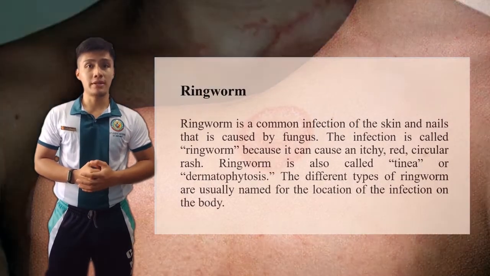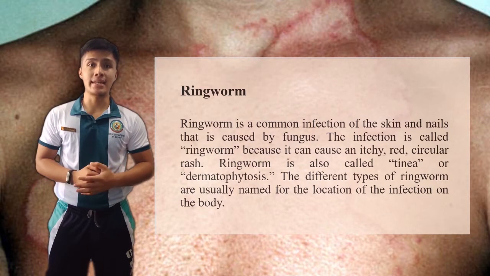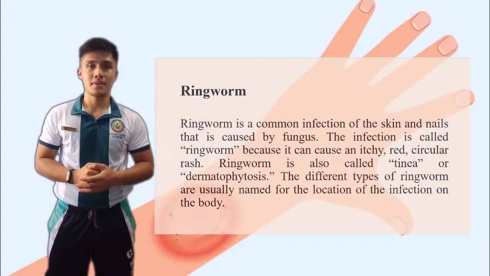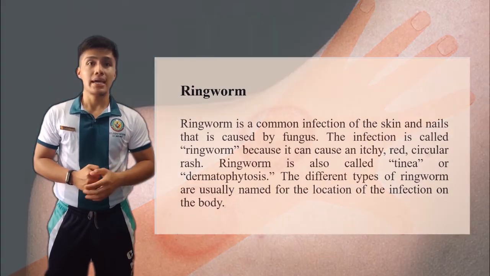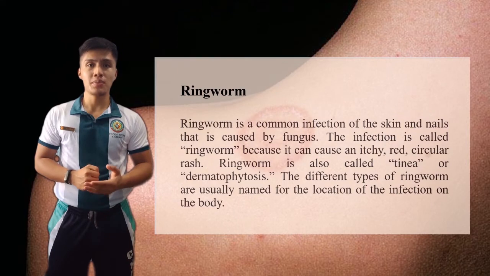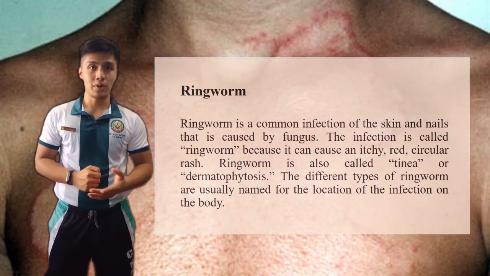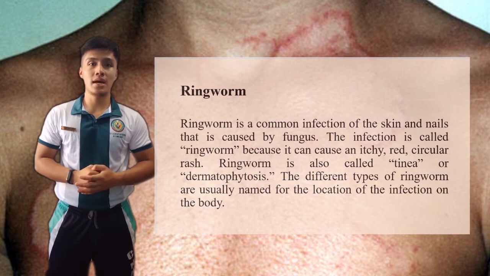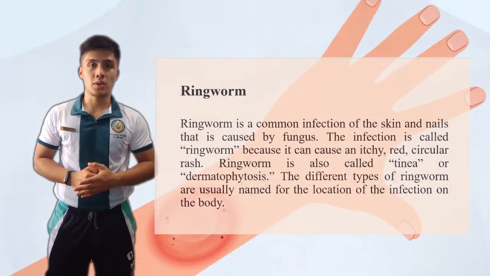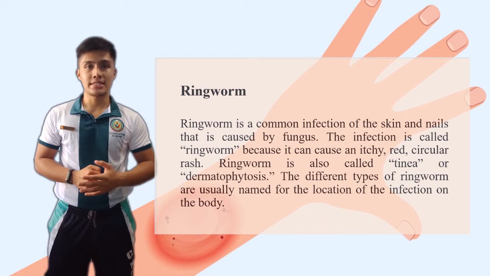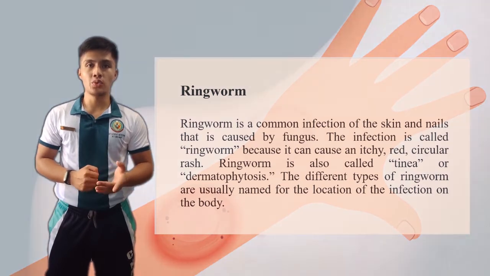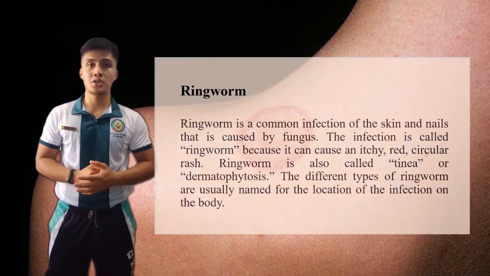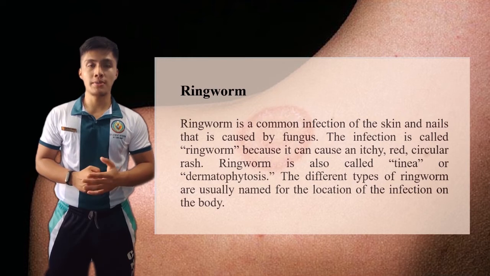Ringworm is a common infection of the skin and nails that is caused by fungus. The infection is called ringworm because it can cause an itchy, red, circular rash. Ringworm is also called tinea or dermatophytosis. The different types of ringworm are usually named for the location of the infection on the body.